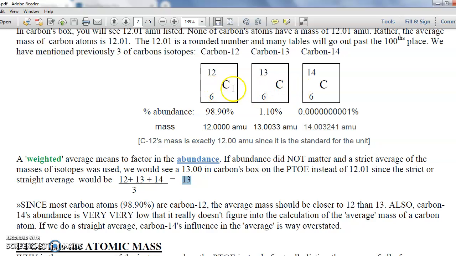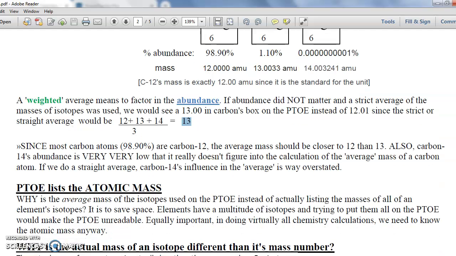If they were distributed evenly, where 33% of them were 12, 33% were 13, and 33% were 14, we would take 12 plus 13 plus 14 divided by 3, and the atomic mass, the average mass, would be 13. Notice carbon-14 wasn't even mentioned in the discussion of factoring into the atomic mass of carbon. That is because it is a really, really rare atom. 0.0000000001% of them are carbon-14. That's not enough to impact the average mass, which we call the atomic mass.